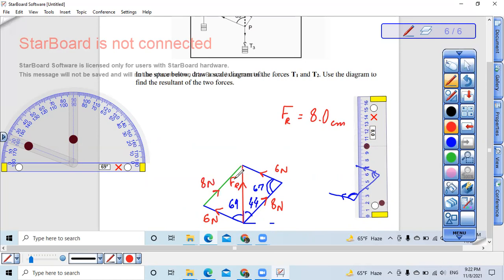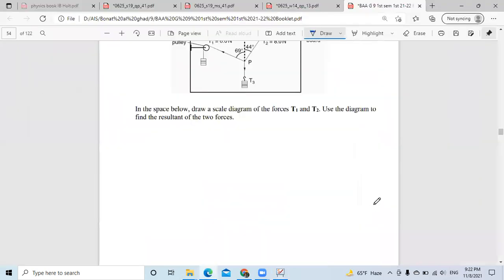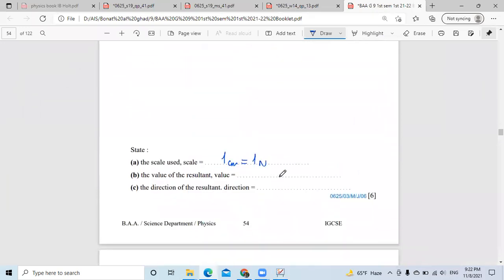Don't forget to try to draw it as big as possible. Here my ruler is a small scale, but if you draw it on the answer sheet, it will be bigger than this, so it will be more accurate. So let's continue answering the question here. The value of the resultant is 8.0 Newton, and the direction of it is upwards.